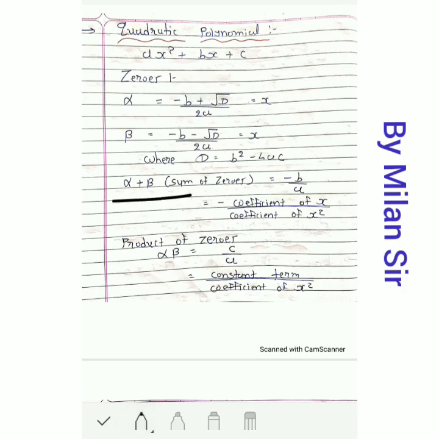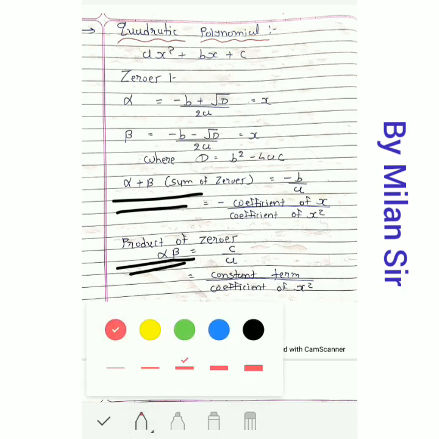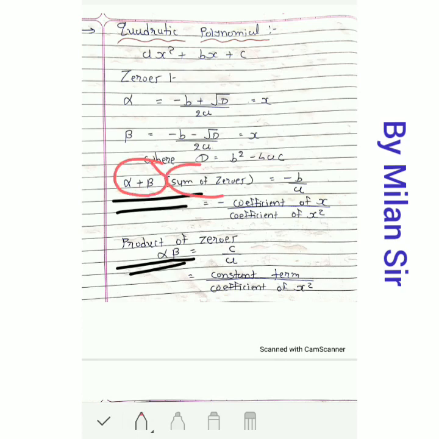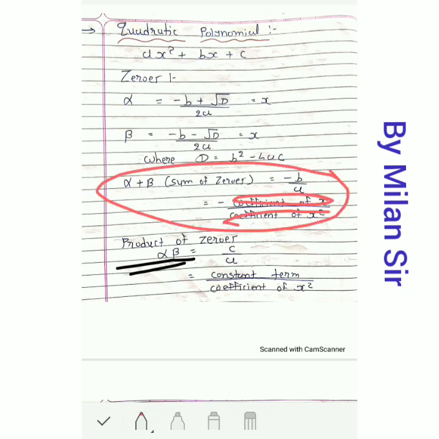In that, two things are there: sum of zeros and product of zeros. Sum of zeros means addition of our two zeros. Our two zeros are alpha and beta, so alpha plus beta means the sum of zeros. The formula is minus b by a. Alpha plus beta is equal to minus b by a. Now b means coefficient of x, a means coefficient of x square.